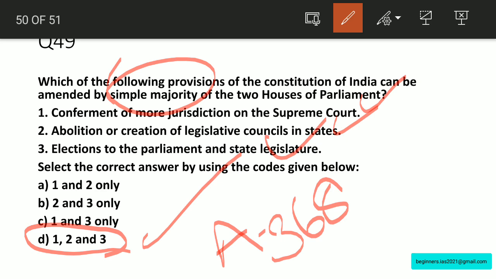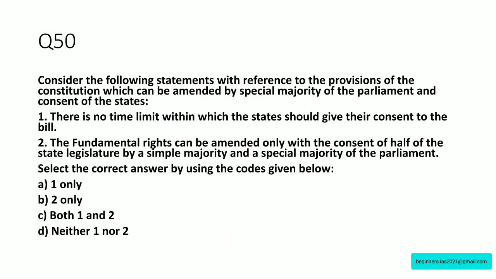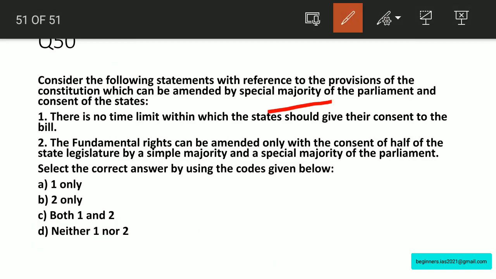The abolition or establishment of new states can be by simple majority, and formation of new states is also simple majority. Abolition or creation of legislative council is also simple majority. And second schedule, quorum in parliament, salaries and allowances, number of judges in the Supreme Court, citizenship, election of parliament, delimitations and union territories, and fifth schedule, sixth schedule, these can be amended by using the simple majority. Okay, so let us see one more question related to special majority.